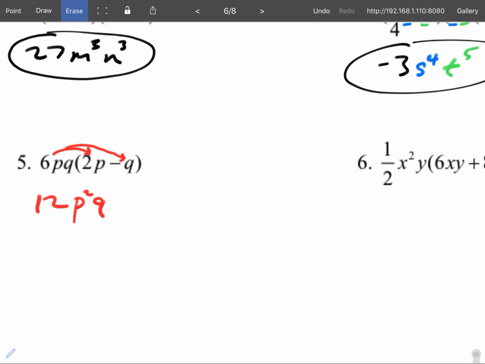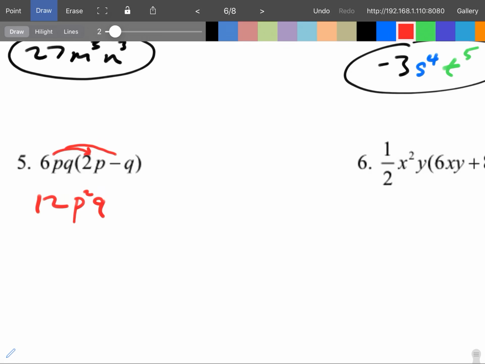And then you're going to distribute again, so you're going to do the 6PQ times the negative Q. Now that's really a negative 1Q. So you're really doing 6 times negative 1, so that's going to give you a negative 6. But again, now you're going to have a PQ times a Q. So what's a PQ times a Q? Good. Yep, that's a PQ squared.